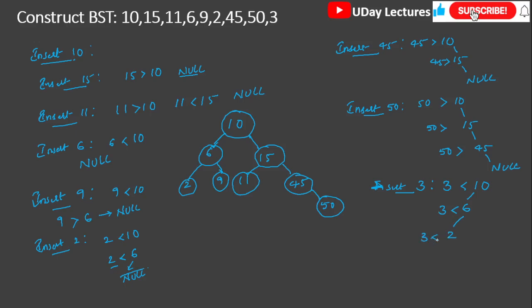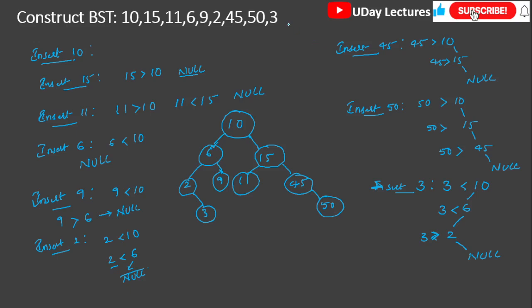So 3 less than 2. I'm sorry, 3 greater than 2. So since 3 is greater than 2, it has to go to the right side of 2. And what is the right child of 2? It is null. So since we got null, I can replace that null position here with the new element 3. So this is how the binary search tree can be constructed.